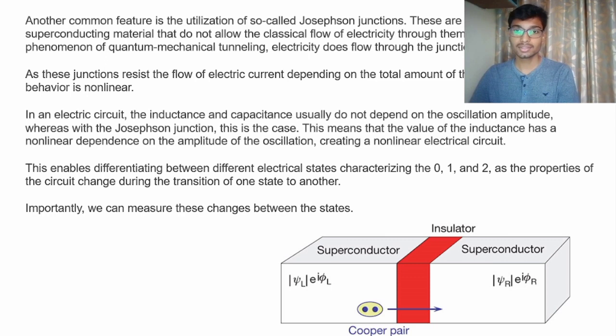As this junction resists the flow of electric current depending on the total amount of the current, the junction's behavior is nonlinear. In an electric circuit, the inductance and capacitance usually do not depend on the oscillation amplitude, whereas with the Josephson junction this is the case. This means that the value of the inductance has a nonlinear dependence on the amplitude of the oscillation, creating a nonlinear electrical circuit. This enables differentiating between different electrical states, characterizing the 0, 1, and 2, as the properties of the circuit change during the transition of one state to another. Importantly, we can measure these changes between the states.